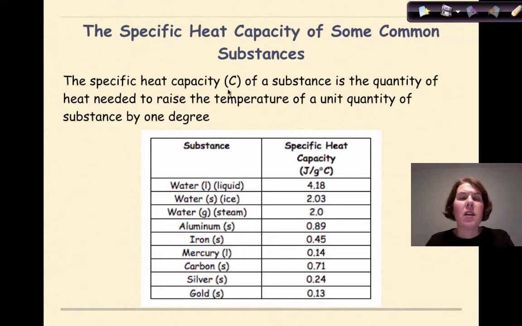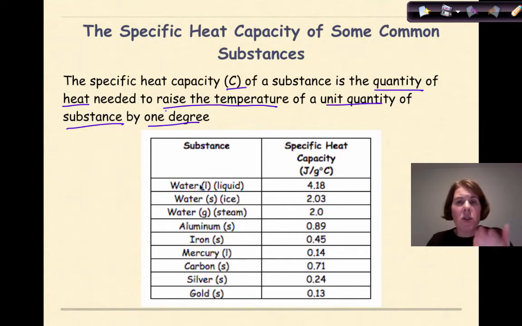The specific heat capacity, or C, of a substance is the quantity of heat needed to raise the temperature of a unit quantity of substance by 1 degree. So if I look at any of these substances, no matter what temperature they start at, I need this amount of heat to raise them 1 degree Celsius. For example, water as a liquid is going to require 4.18 joules, that's our measurement of heat, per 1 gram per 1 degree Celsius. Aluminum, on the other hand, only requires 0.89 joules.